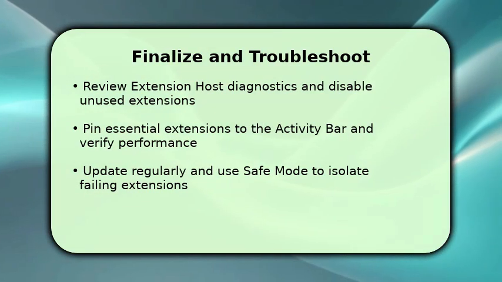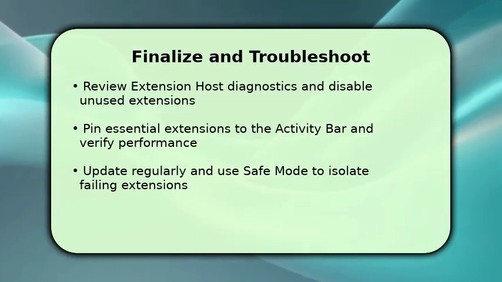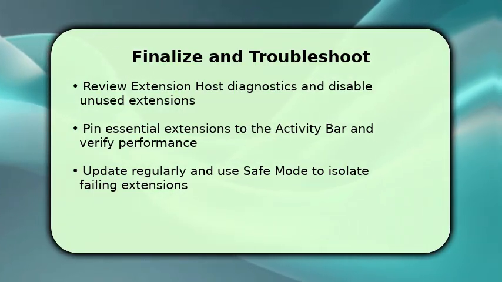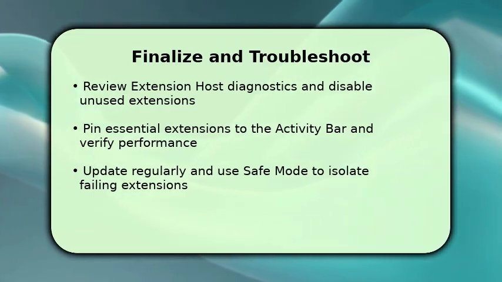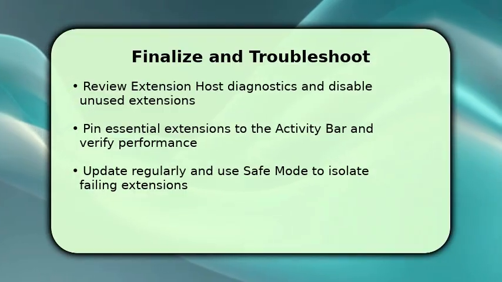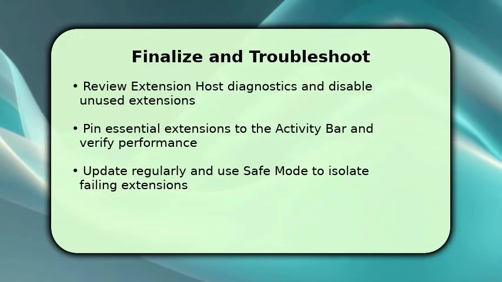Finish by auditing performance. Open the extension host profile and disable any unused extensions that slow startup. Pin essential tools to the activity bar for fast access and run a quick performance check so you can spot regressions. Keep extensions updated and confirm they're compatible with your VSCode version.